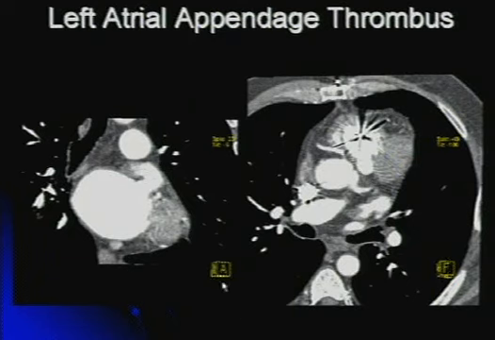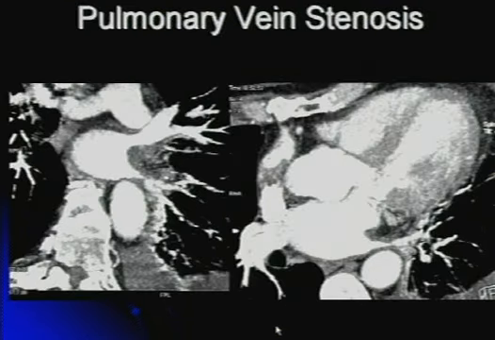This is a patient with a left atrial appendage thrombus, which puts this patient at high risk for stroke. And we can assess for post-procedural complications, such as pulmonary vein stenosis, as seen here. And this is a left lower pulmonary vein.